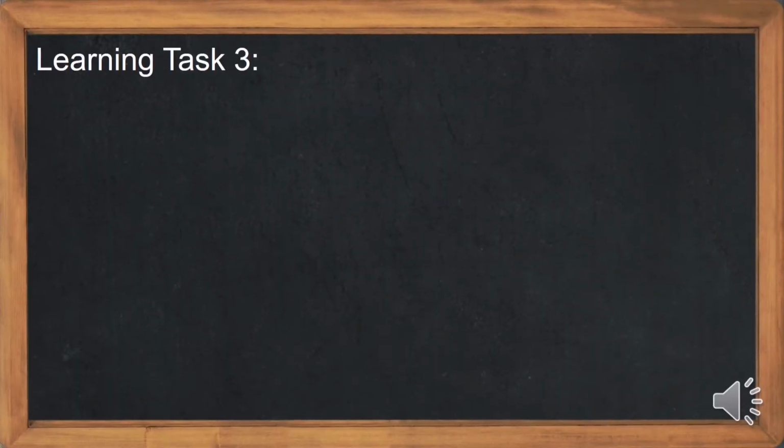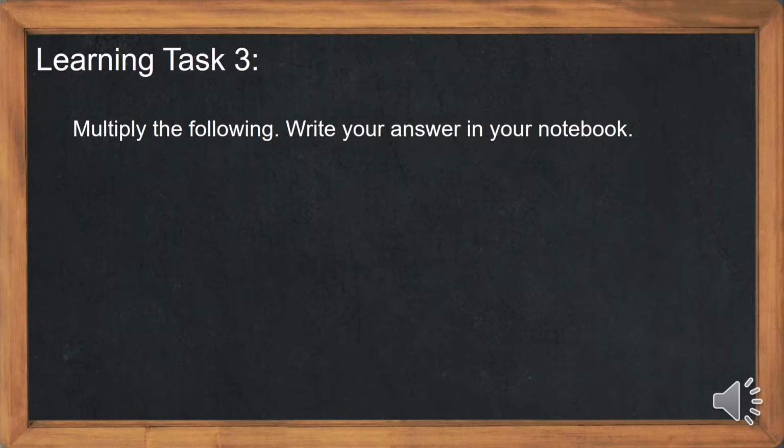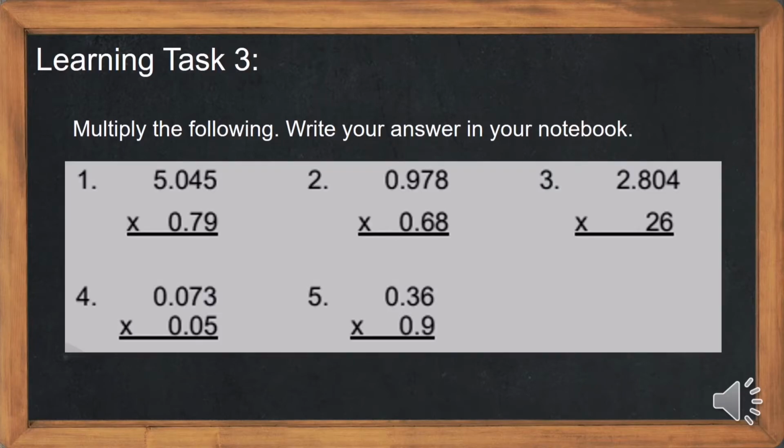For learning task number 3, multiply the following. Write your answer in your notebook. So we have 5.045 times 0.79. Number 2, we have 0.978 times 0.68. For number 3, we have 2.804 times 26. Number 4, we have 0.073 times 0.05. For number 5, the last number, we have 0.36 times 0.9.